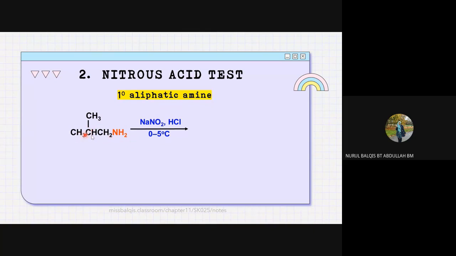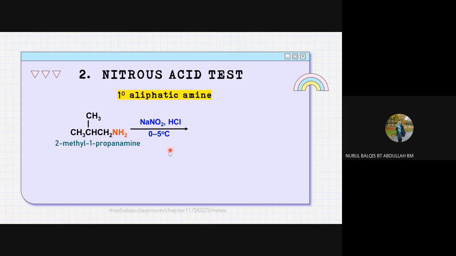Dekat sini, kita ada compound apa nama kita ni? This is primary because you got only one alkyl group attached to it kan? What is the name of this compound? 2-methyl propanamine. Can the propanamine we put number before it? Perlu ke tak perlu? NH2 ni boleh tak duduk kat carbon nombor 2? Boleh. So nama sepatutnya 2-methyl-1-propanamine. Yes, 1-propanamine.